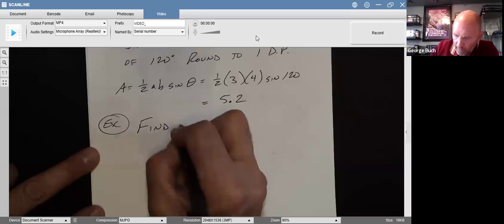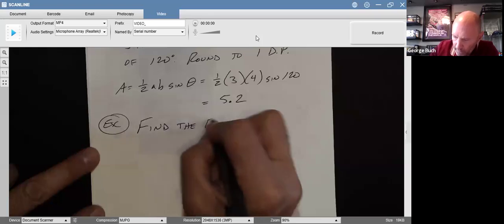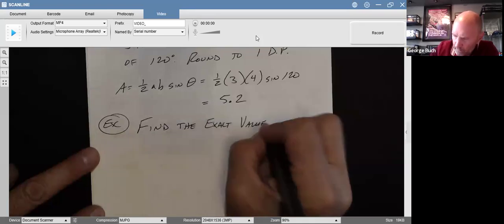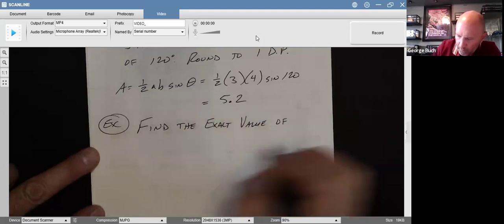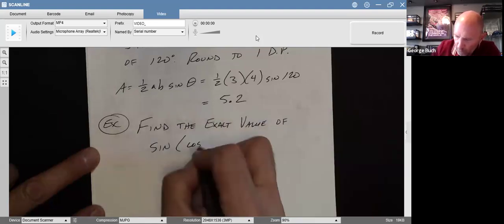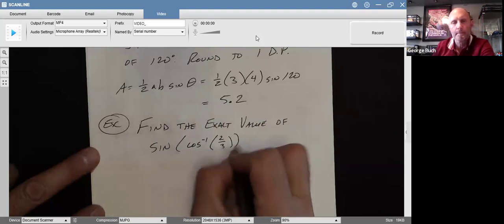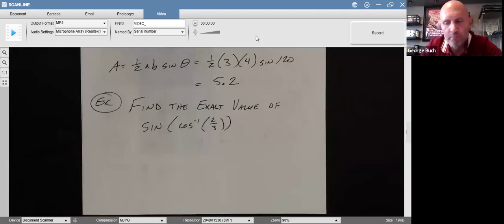Next problem, find the exact value of sine of cosine inverse of 2/3. Aha, an inverse problem. I know this means right half, top half of the circle. Cosine is top half. Do the inside first. So where on the top half of the circle is cosine equal to 2/3? I have no idea.